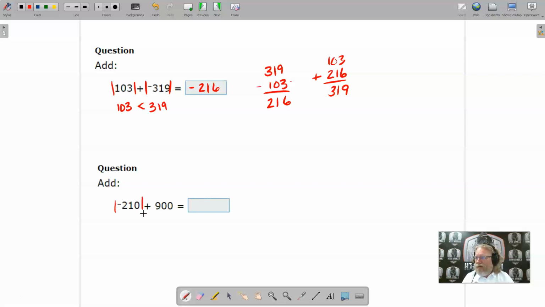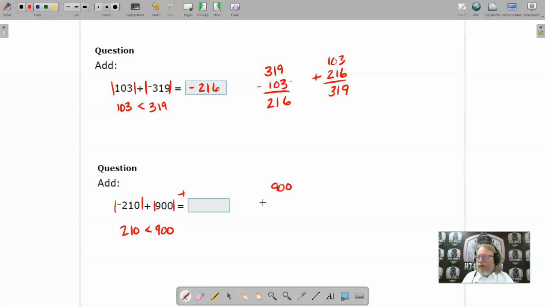Absolute value of negative 210 is 210. Absolute value of 900 is 900. So 210 is less, so 900 is going to win out, so this answer is going to be positive. And then I need 900 minus 210.